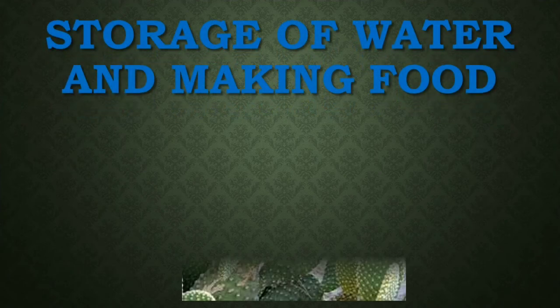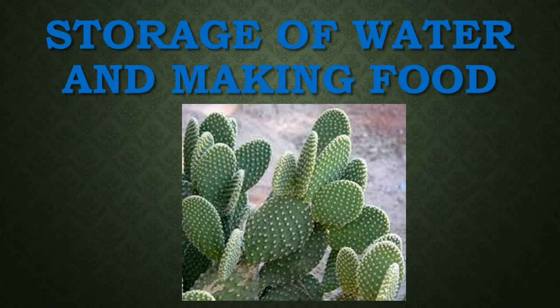Storage of water and making food. In cactus plants, leaves are reduced to spines and prevent water loss through transpiration. The stem becomes fleshy and green to perform the function of the leaf, like photosynthesis. These stems store water for a long period.